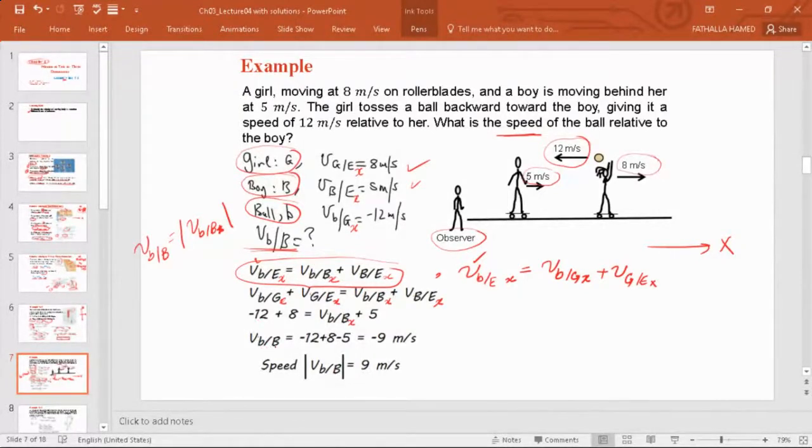So the velocity of the ball relative to the boy along the x-axis will be minus 12 plus 8 minus 5, and that gives you minus 9 meters per second. And that's the velocity of the ball relative to the boy. What they ask about is the speed. And of course, you always take the absolute value of that, and you will get 9 meters per second.